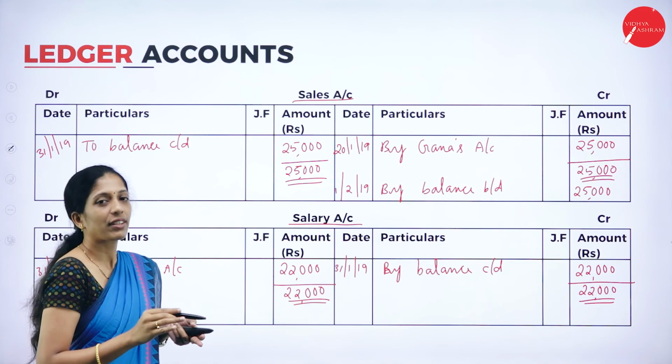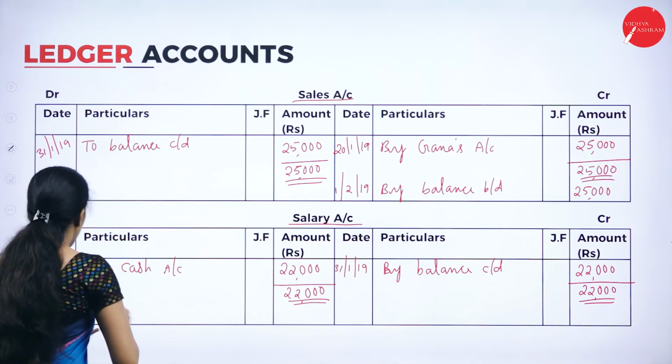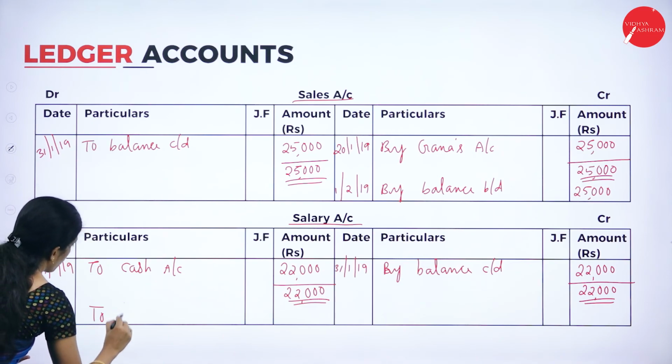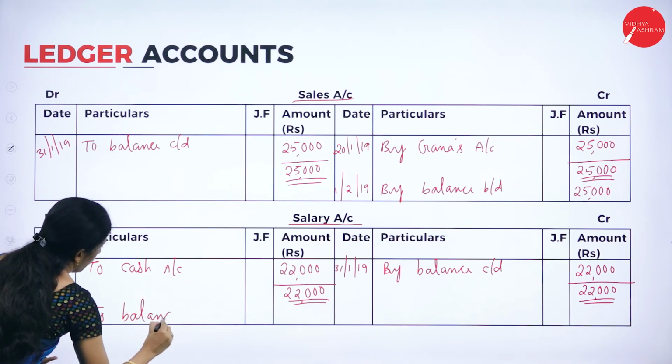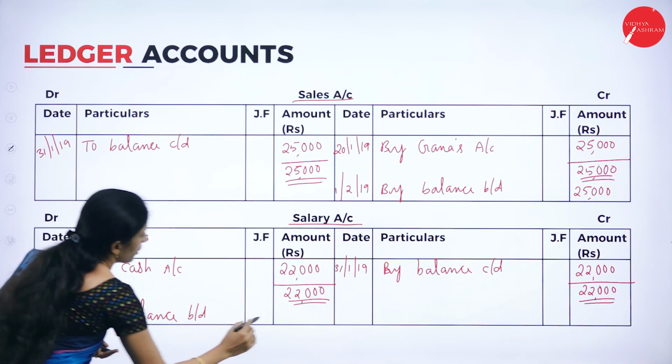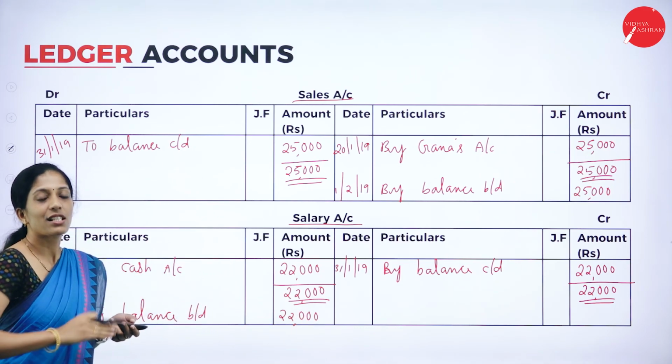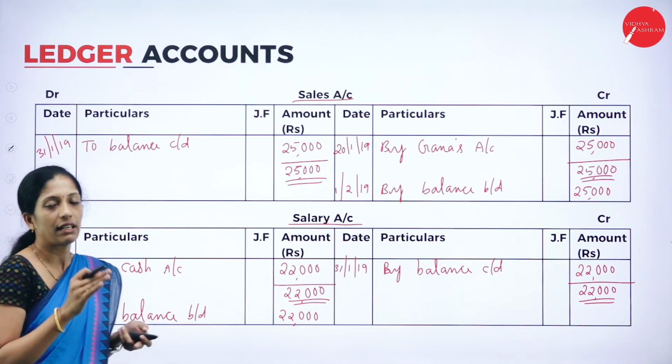Now whatever you have carried down, bring down that balance at the beginning of next month, that is 1/2/2019 to balance brought down. How much? 22,000. So this is how we are going to prepare your ledger accounts.